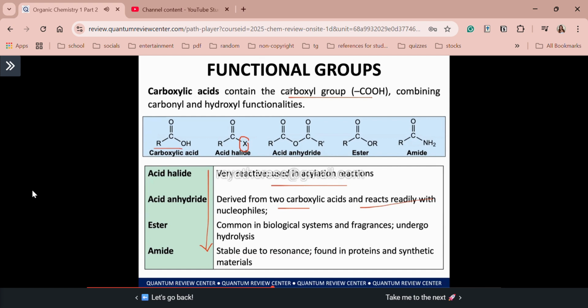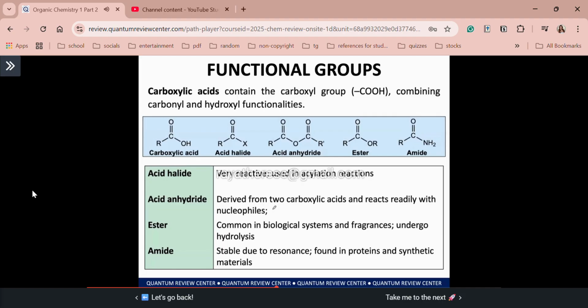And lastly, amide, class, is unreactive. This is very unreactive because of the stability from the delocalization or resonance structure of the NH2 and carbonyl group. So the double bond can resonate in this bond or in this other bond. Again, if you have a resonance structure, from your Gen Chem, you are usually stable. In biological systems, they are usually found in proteins and synthetic materials. That's it for our functional groups.